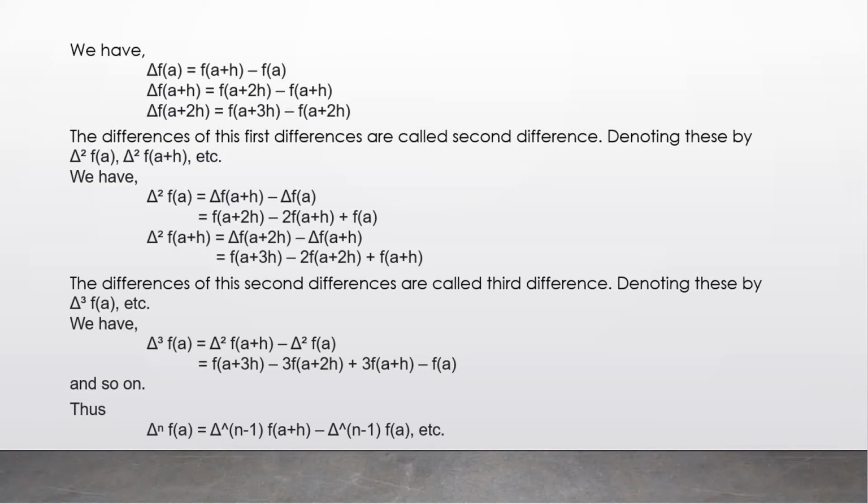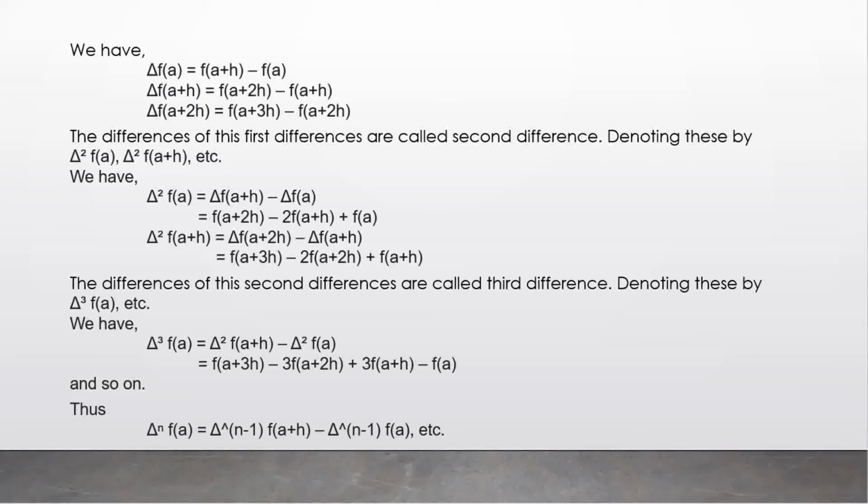The differences of these first differences are called second differences, denoted by delta square f of a, delta square f of a plus h, etc. We have delta square f of a is equal to delta f of a plus h minus delta f of a, which is equal to f of a plus 2h minus 2f of a plus h plus f of a. Delta square f of a plus h is equal to delta f of a plus 2h minus delta f of a plus h, which is equal to f of a plus 3h minus 2f of a plus 2h plus f of a plus h.